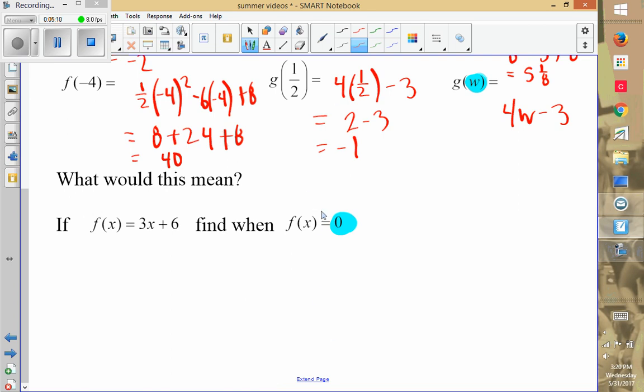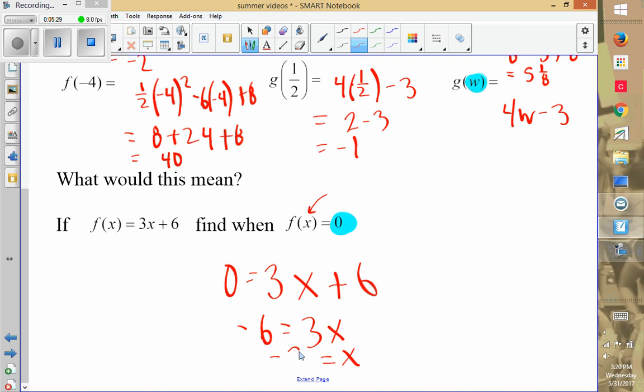Notice x is still left in the problem, so when y is equal to 0, what is the x value that gives us that? So we're going to set the equation that I have right here for f of x equal to 0. And we're going to start solving for x like we would normally solve any equation. And what that means is that when x is -2 in this equation, f of x is going to equal 0.